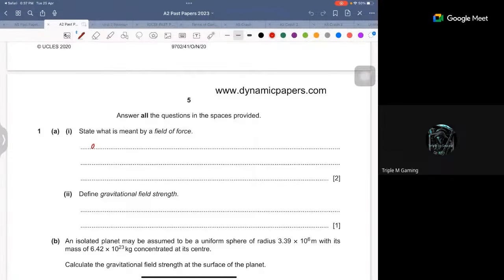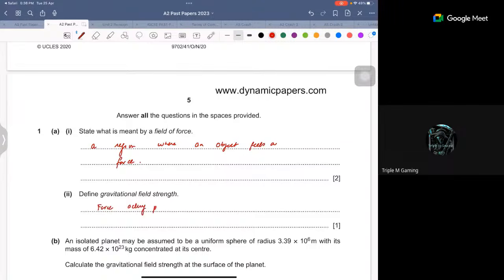So you're going to say it's a region where an object feels a force. So that would be the answer. And then define gravitational field strength.